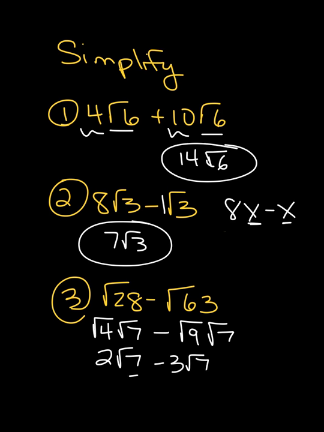Now again, because my radicands, my number underneath the radical sign, are exactly the same, I can combine. So I end up with negative root 7.